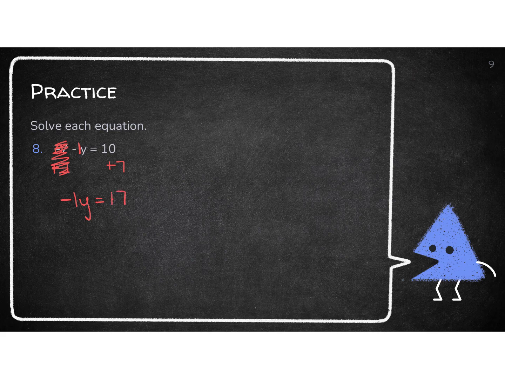The variable is not alone yet because it has a -1, okay? -1 and 1 are not the same thing. So to get rid of that negative, we're going to divide. Now, negative divided by a negative gives me +1, or just the y that we were looking for. And 17 divided by -1 gives me -17. The variable is alone now, and I am done.